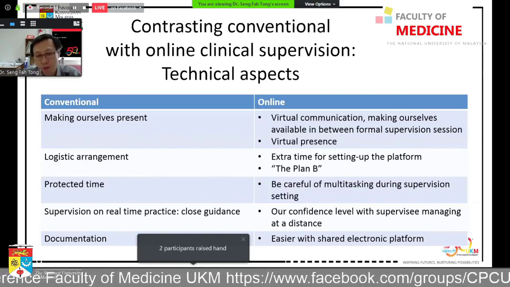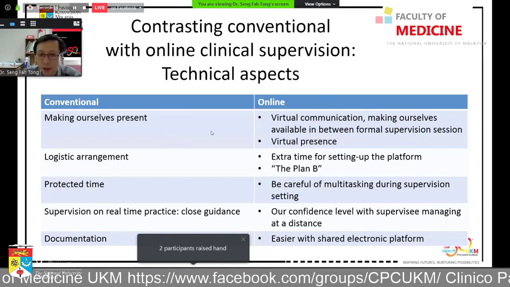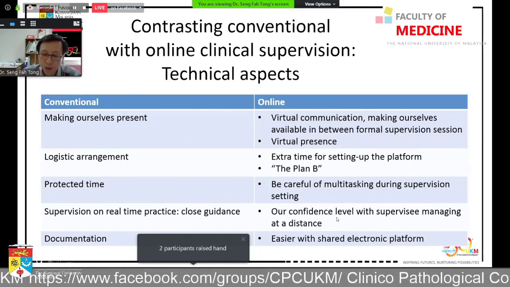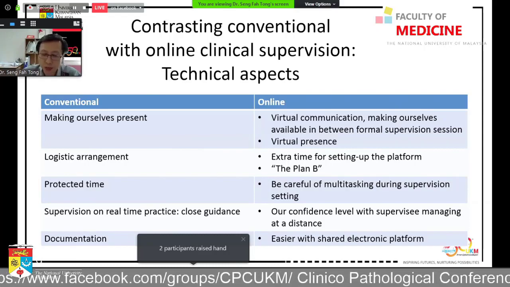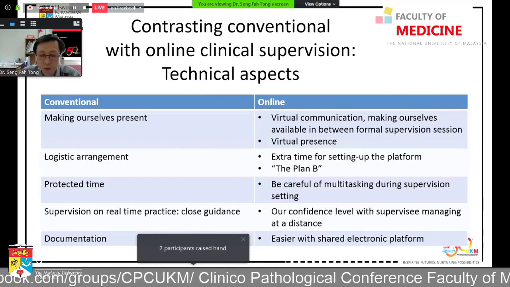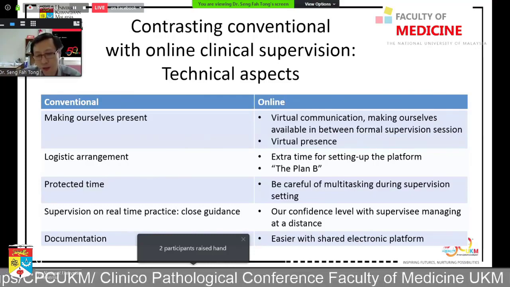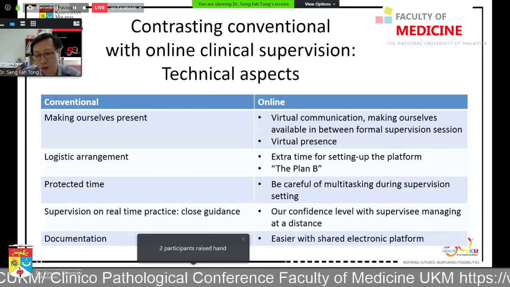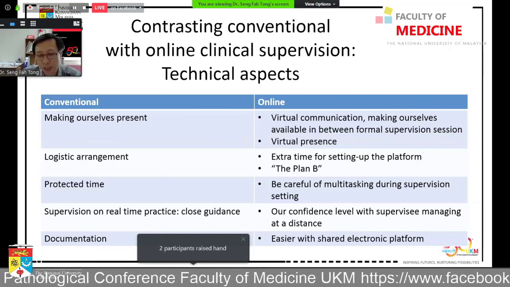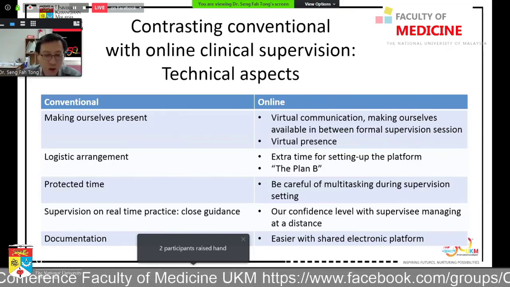So when we do supervision with our supervisee, we need to take note of all these extra things added on online, and the confidence level of supervising. For example, in a real clinical practice, we thought we can supervise over telecasting, but truly, are we confident our supervisee is delivering the right quality of care to our patient? Therefore, online supervision in a clinical practice really calls for a supervisee that is ready to practice a certain level of competence before we can have that happen.